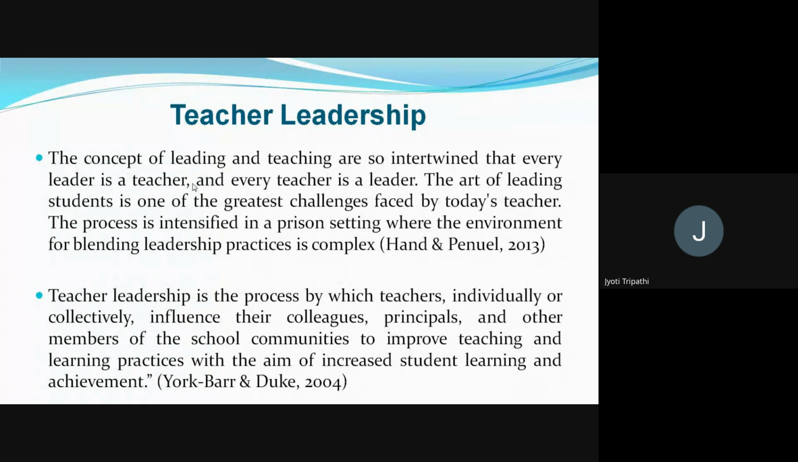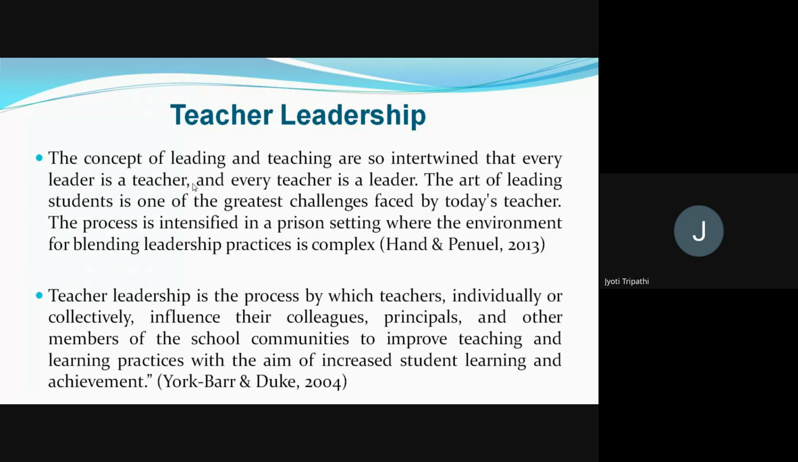If we see the first definition, in the words of Hand and Penule in 2013, they said that the concept of leading and teaching are so intertwined that every teacher is a leader and every leader is a teacher. The art of leading students is one of the greatest challenges faced by today's teacher. Now, the process is intensified in a present setting where the environment for blending leadership practice is very complex. Very nicely, they have explained, and we also believe that every teacher is a leader and every leader is a teacher. These two are very much intertwined, interconnected concepts. We will not talk so much about this because I have already created a base for you to understand the leadership idea.